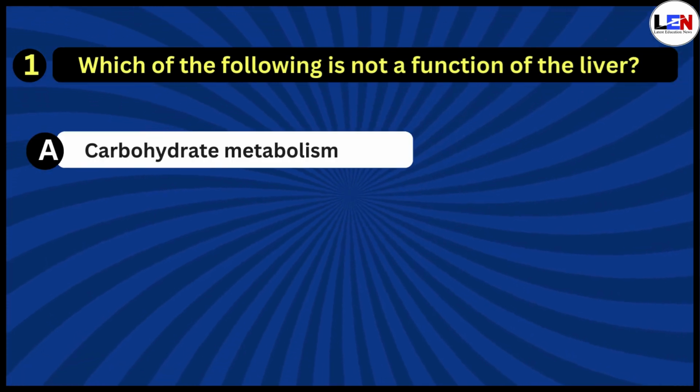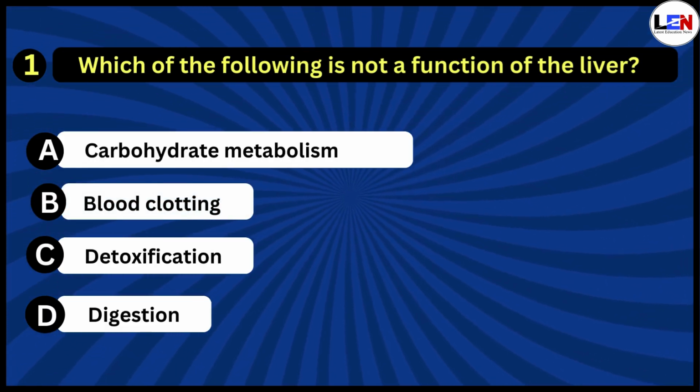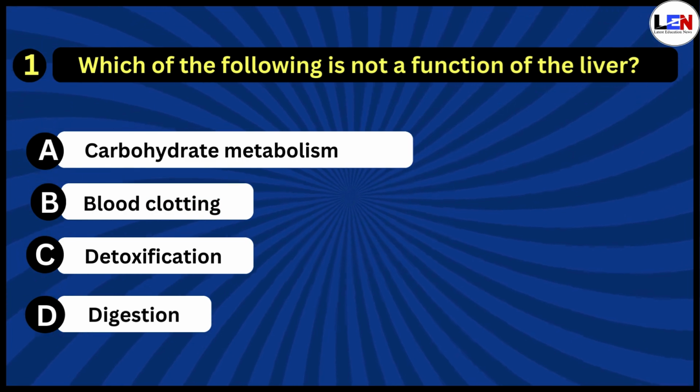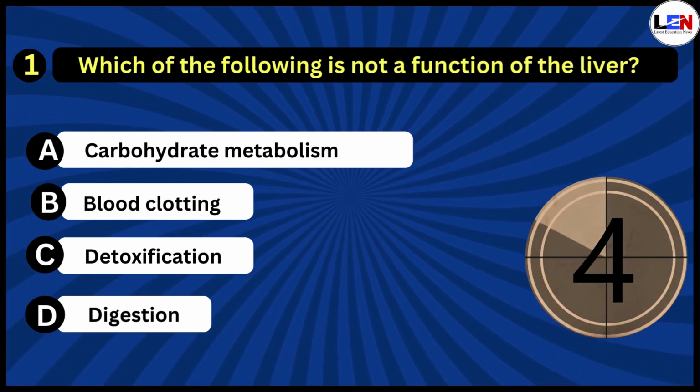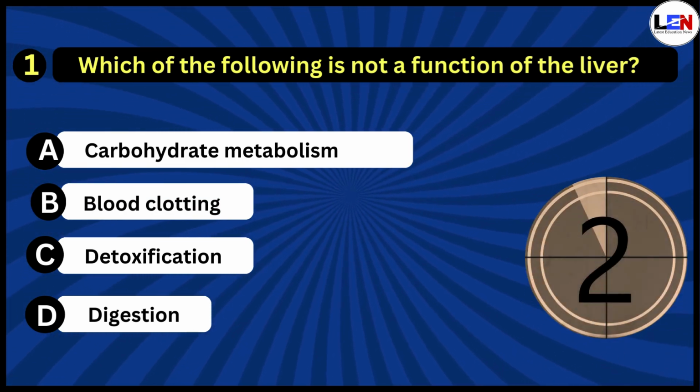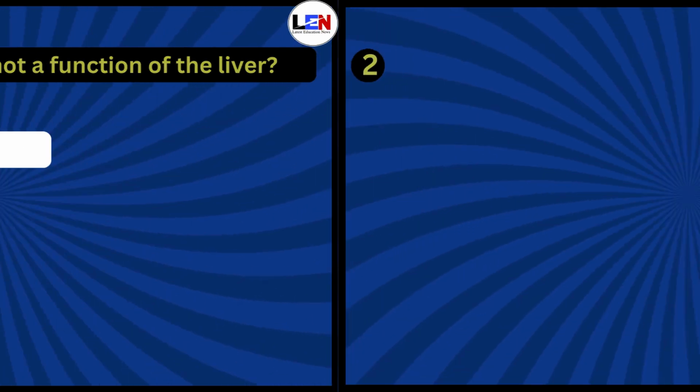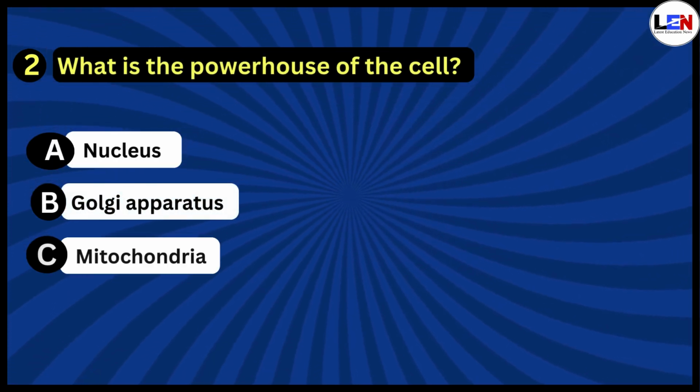Which of the following is not a function of the liver? A. Carbohydrate metabolism. B. Blood clotting. C. Detoxification. D. Digestion. The correct answer is option B. Blood clotting.